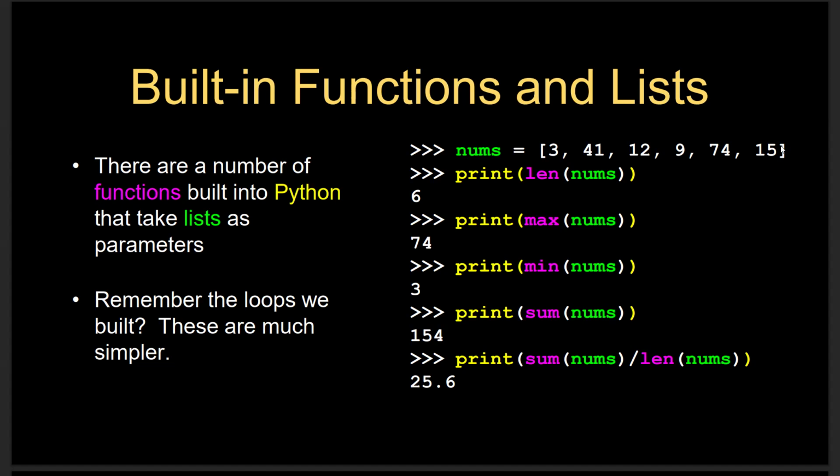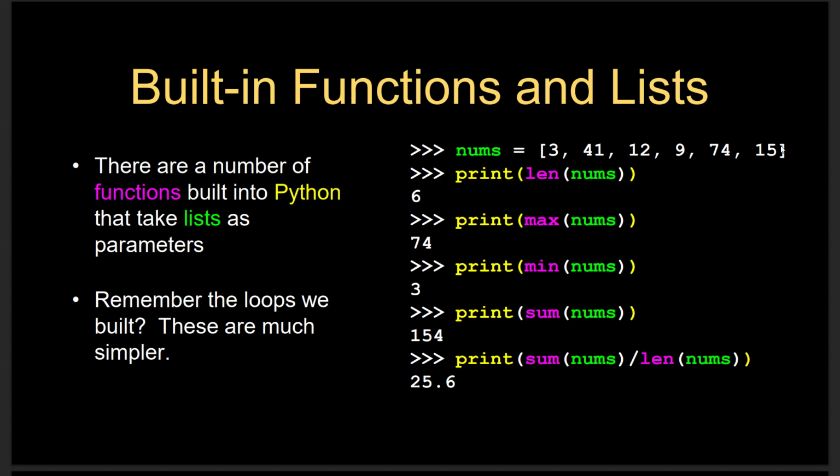If I want to find the average of the list, how do I find it? Sum of the numbers by length of the numbers. It means total sum by number of elements. So here I am finding the sum of nums by the length of nums. The sum of nums is 154. What is the length of nums? 6. So 154 by 6 will give 25.6.